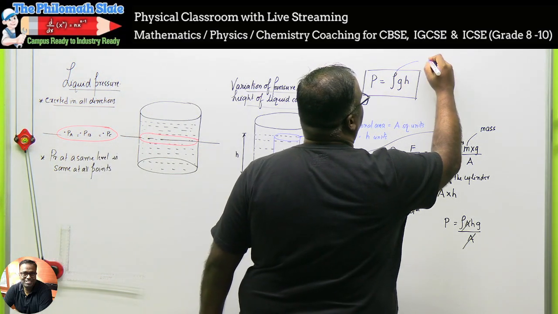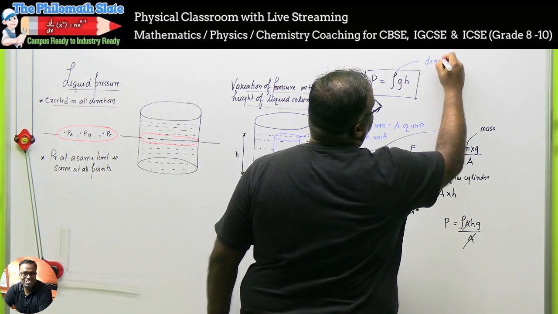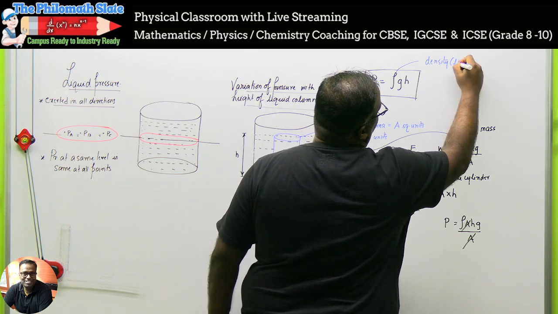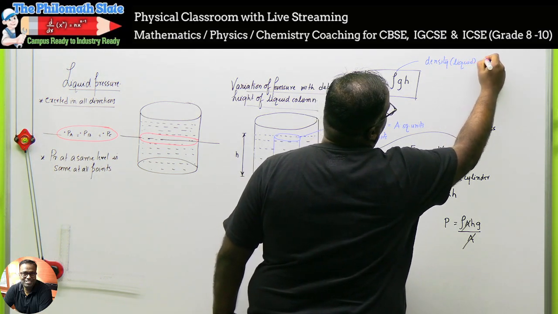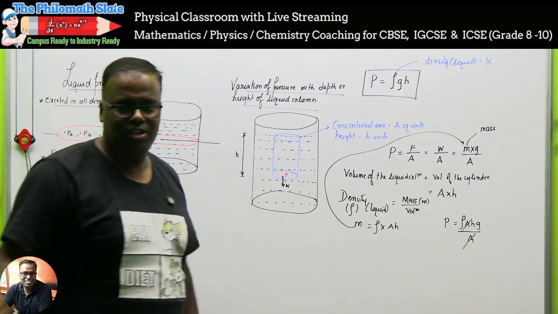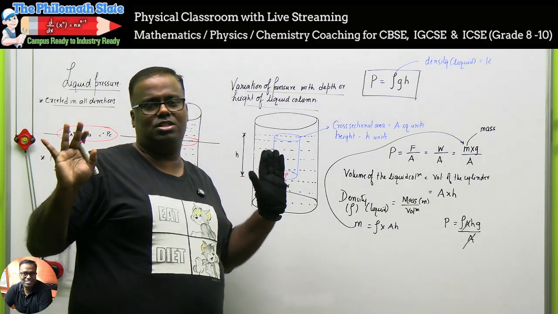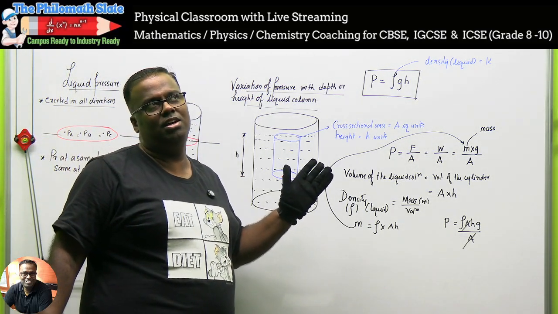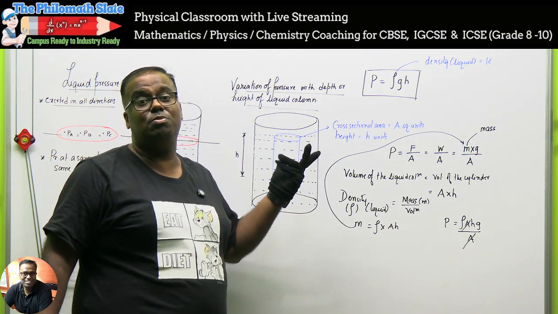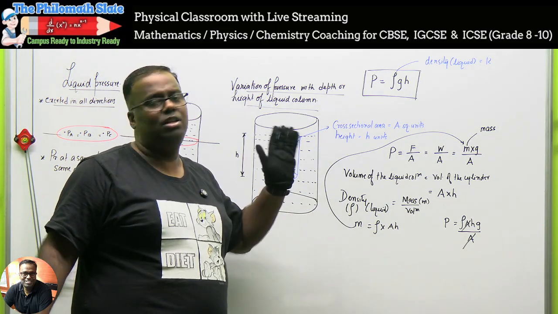What is this quantity? Density. Whose density? Density of the liquid that you are using. Isn't it constant? Yes, it will be constant. If you are using mercury, it has a constant density. If you are using water, then the density is 1000 kg per meter cube. If you are using oil, the density.